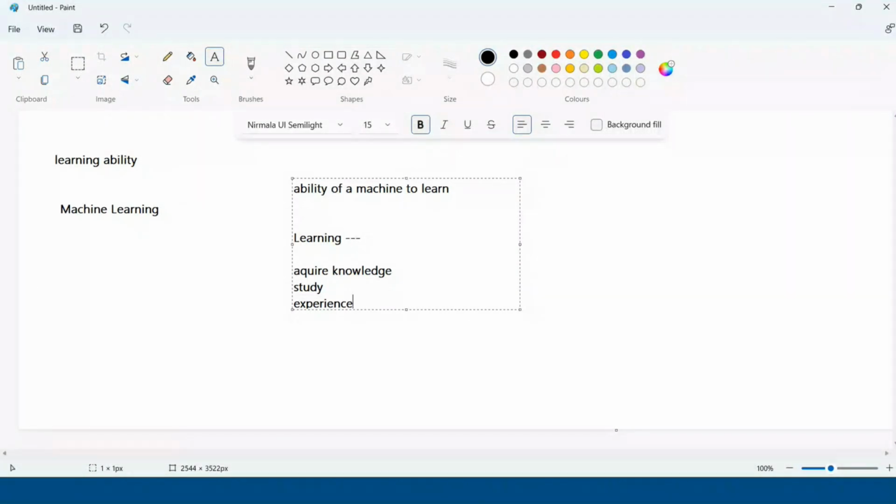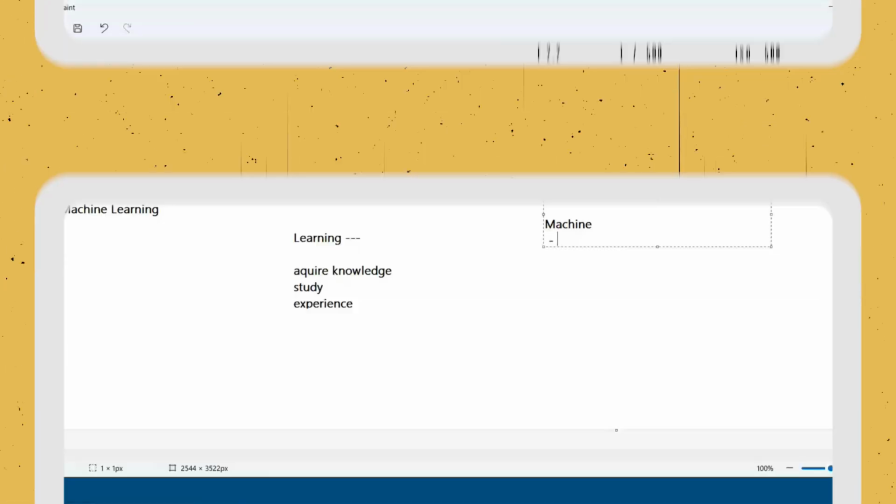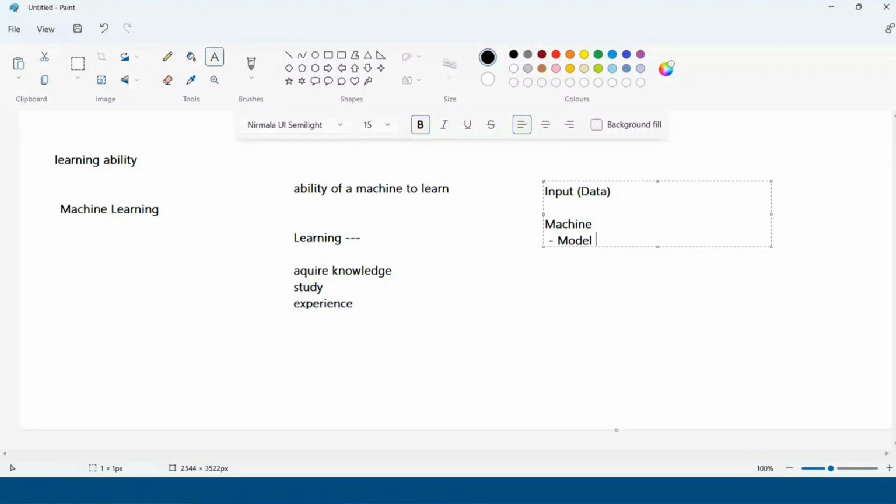We are talking about machine learning, which means machines can also learn. Machines can also take data as input. The ability of a machine to learn and then come up with solutions and decision making without much human intervention is called machine learning. In machine learning, data is the input to the machine. The machine has some model, it learns, and the model makes predictions that help in decision making. This is what happens in machine learning.